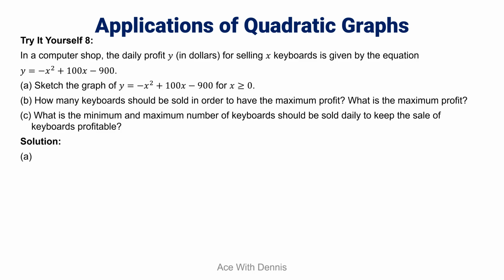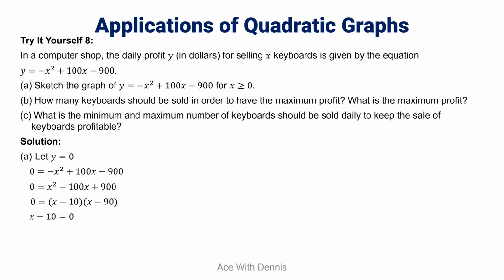Alright, so here's the solution for A. To sketch the graph, first we let y be 0 to find the x-intercept. So when y equals 0, the equation becomes 0 equals negative x squared plus 100x minus 900. Simplify, we have 0 equals x squared minus 100x plus 900. Factorize, 0 equals (x minus 10) times (x minus 90). Then solve the two equations separately.